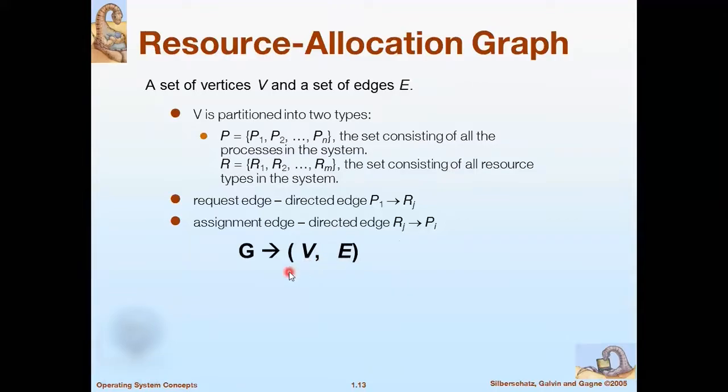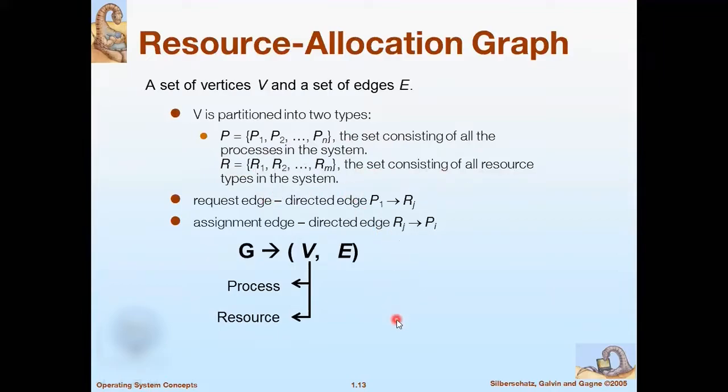Now vertices are of two types. One is process type, another one is resource type. Where process P is equal to P1, P2 up till Pn, the set consisting of all active processes in the system, and resource R is equal to R1, R2 up to Rn, the set consisting of all resource types in the system.